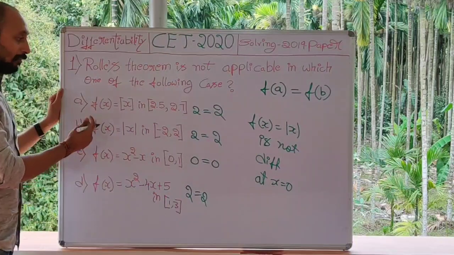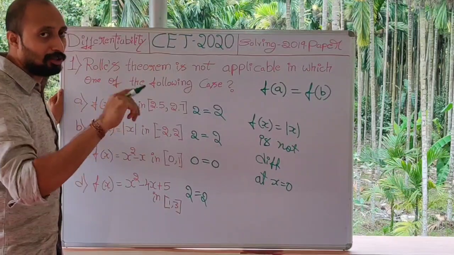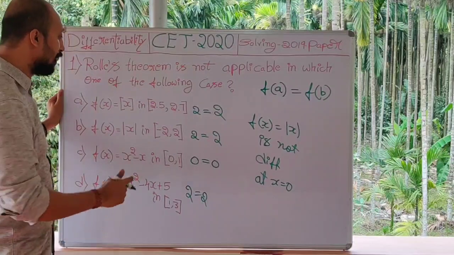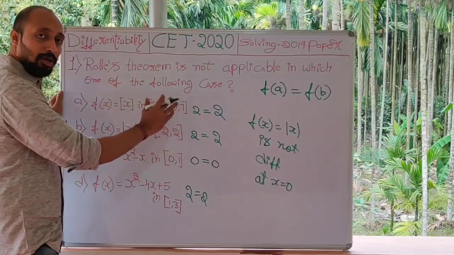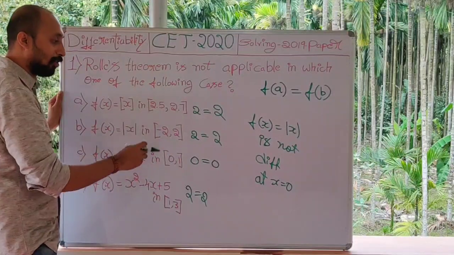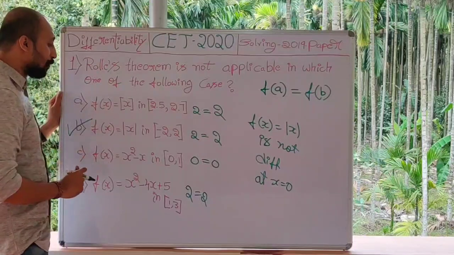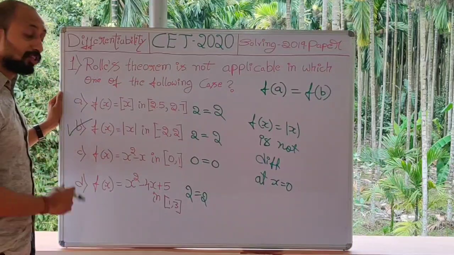So hope you remember, the function should be continuous at closed interval a comma b, and it should be differentiable at open interval a comma b. Open interval ಮಾಡಿದ್ರು ಸಹ ಇಲ್ಲಿ -2 ಮತ್ತೆ 2 ಹೋಗಿ ಒಳಗಡೆ ವ್ಯಾಲ್ಯೂಸ್ ಉಳಿಯುತ್ತೆ, 0 ಉಳಿಯುತ್ತೆ, and it is not differentiable at x is equal to 0. So option B is not applicable for Rolle's theorem. So B is your right answer.